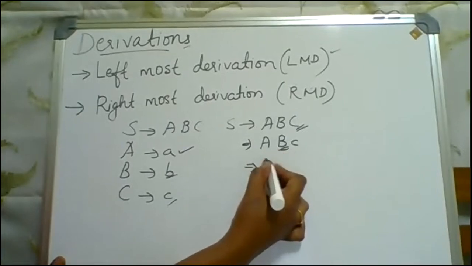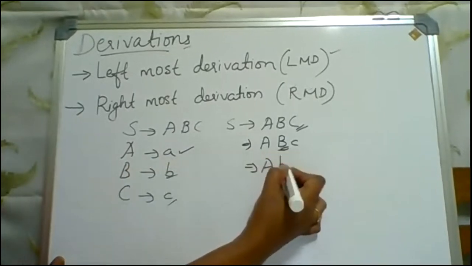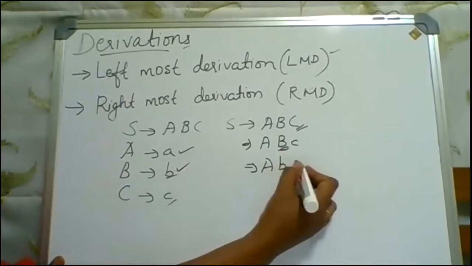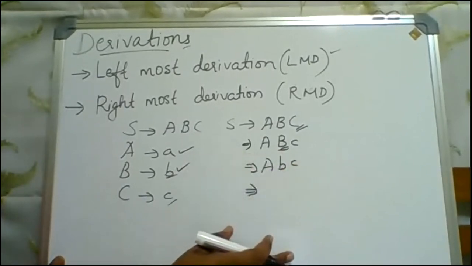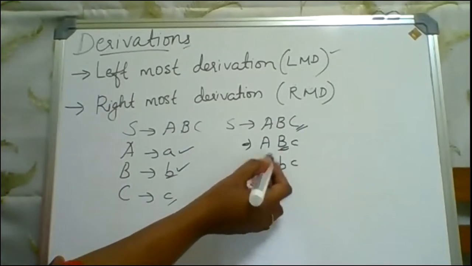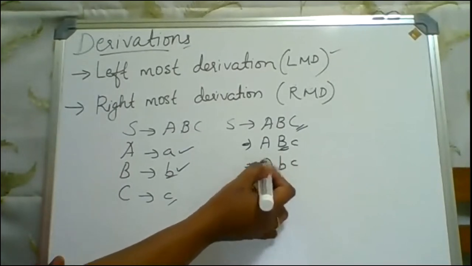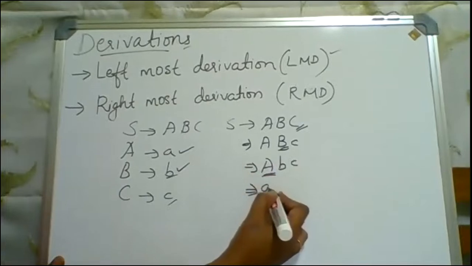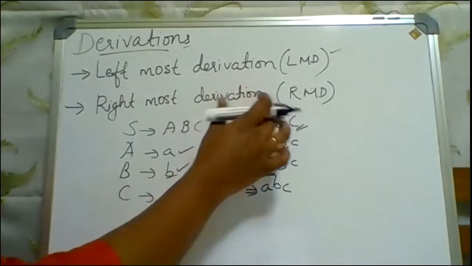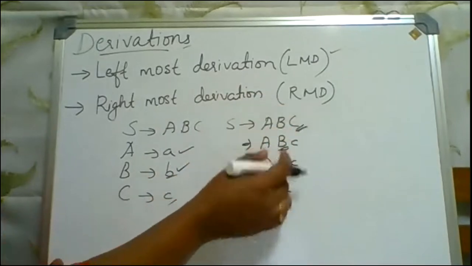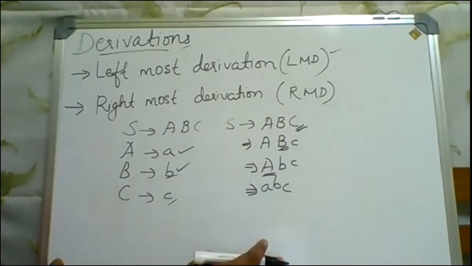So in the next step, we are replacing the variable B with its production, that is BC. And again, in the next step, there is only one variable, so we are going to replace this A with its production, that is ABC. So here in the rightmost derivation, we are replacing the rightmost variable at every step, and in the leftmost derivation, we will be replacing the leftmost variable at every step.